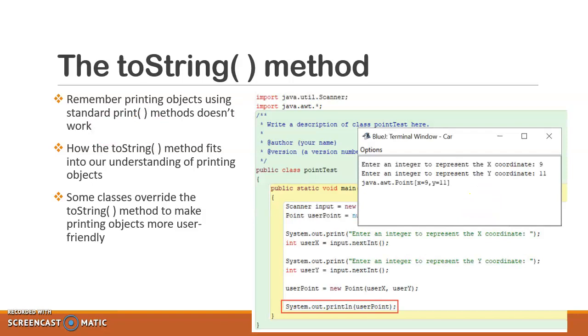Let's see how those modifications look using our previous program example. At the bottom of our program, note the use of a standard print statement and the passing of our point object, userPoint. However, since the point class has rewritten the toString method, the printed output in the output window provides more meaningful object instance variable information.